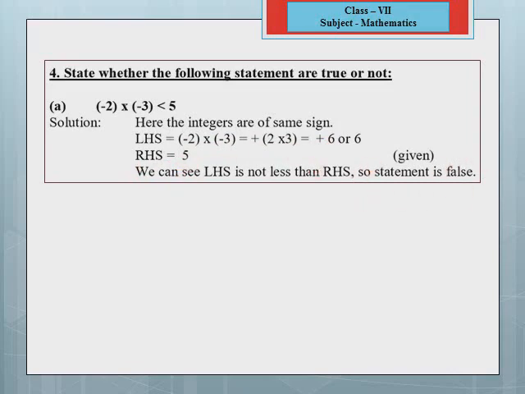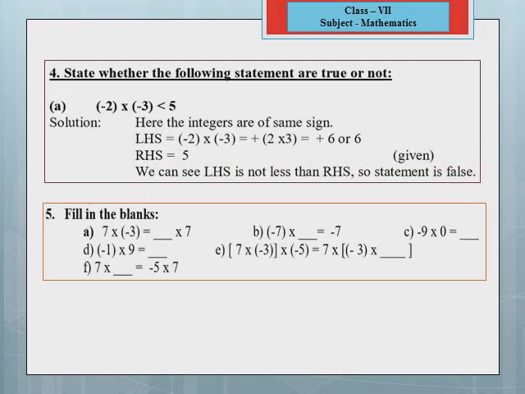Fill in the blanks. A part is the commutative property. So therefore in place of the blank will come minus 3. B part states multiplicative identity. So in the blank there will be 1. C part, multiplication by 0. So the final product will be 0.